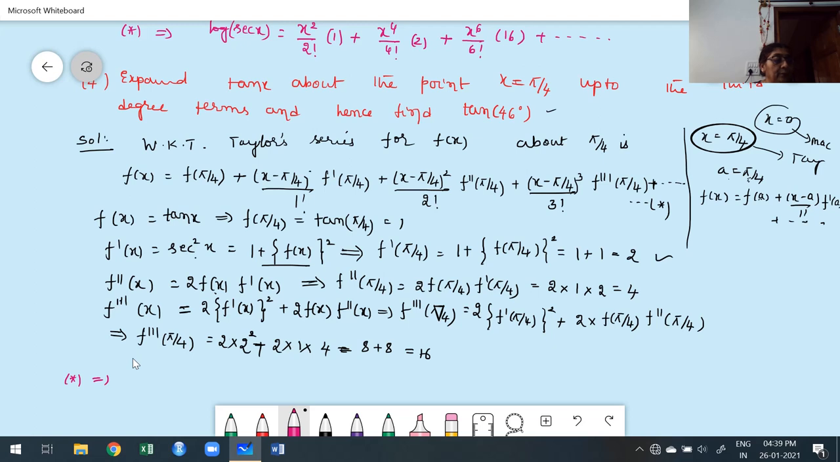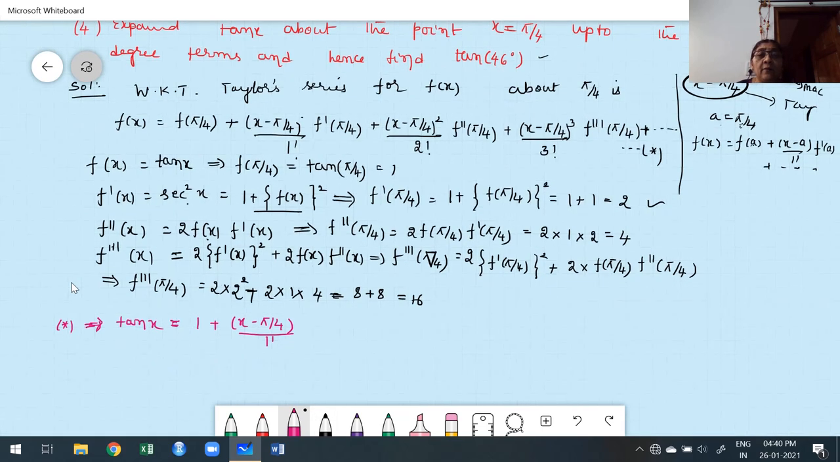We get, this implies tan x equals f of pi by 4, which is 1, okay, plus x minus pi by 4 by 1 factorial, into that multiplied by f dash of pi by 4. What is my f dash of pi by 4? F dash of pi by 4 is 2. Plus x minus pi by 4 whole square by 2 factorial into f double dash, which is 4. Plus x minus pi by 4 whole cube divided by 3 factorial into 16.